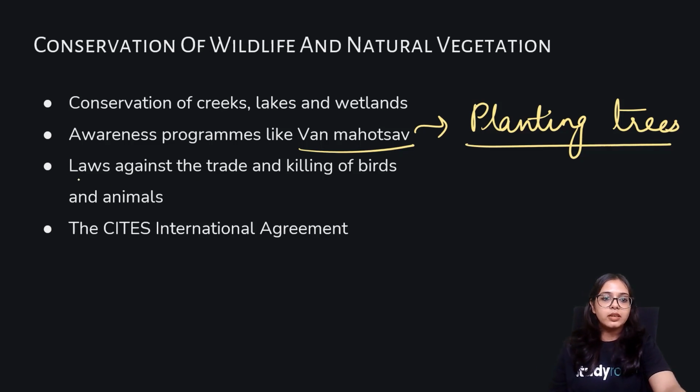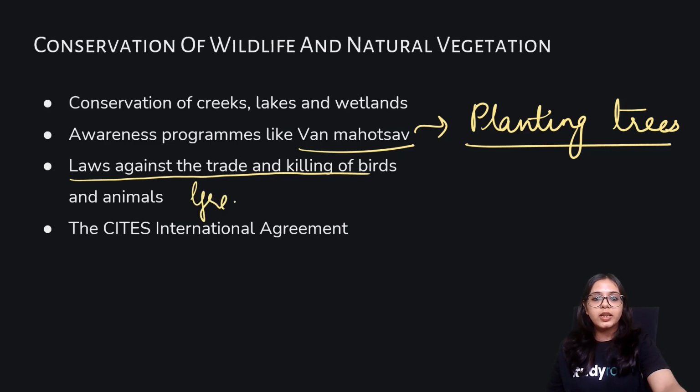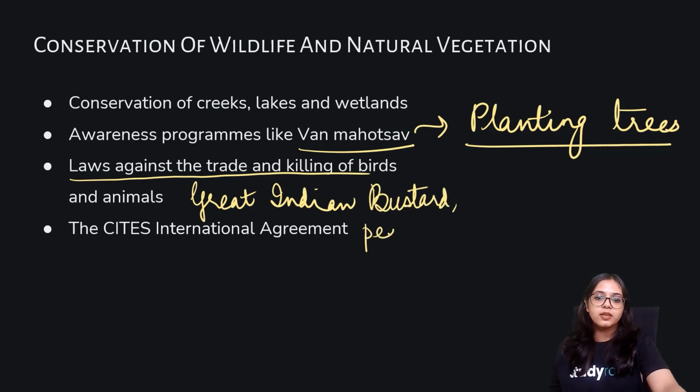Then you have certain laws against trade and killing of birds. In India itself, the great Indian bustard and peacocks and certain species of tigers and lions are prohibited to be poached, to be killed. Okay, so there are certain laws in certain respective countries, certain respective areas, and also not just on animals and birds, but also on trees.